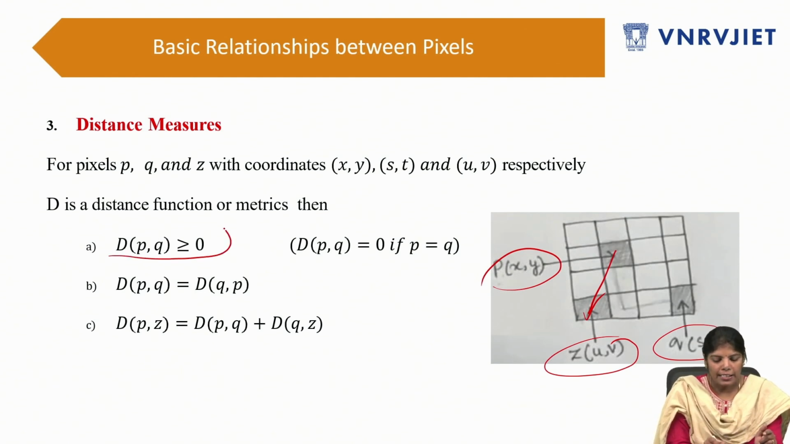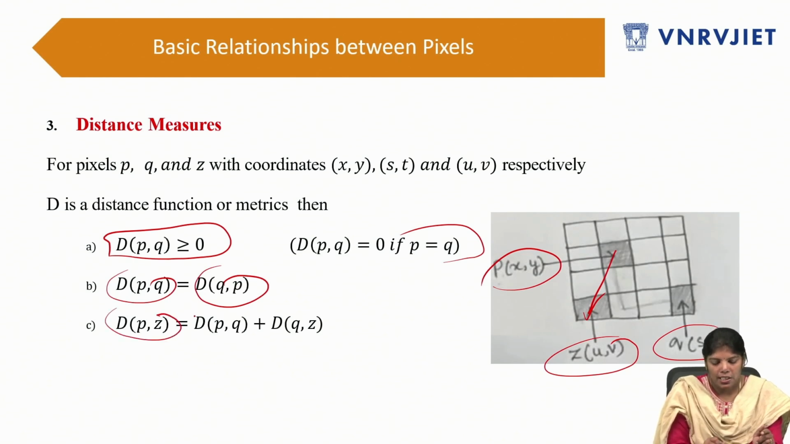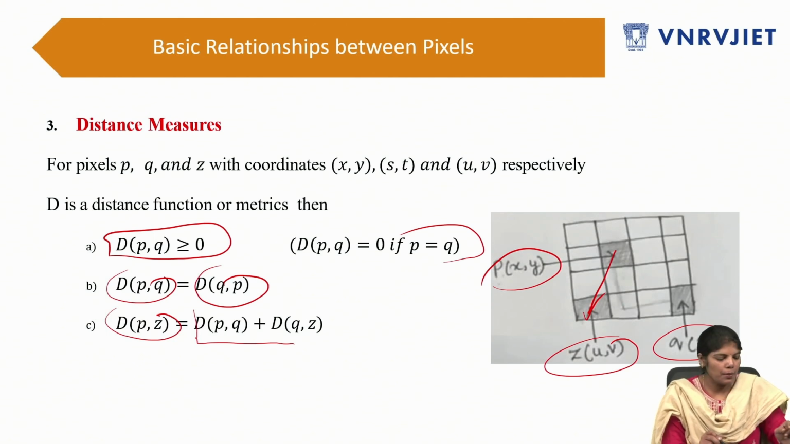So the distance should be greater than or equal to 0, and if the distance is 0, both are at the same place. Sometimes distances are equal, when you calculate the distance of this pixel and the distance of this pixel. Or it may be a combination: the distance of P and Z is less than or equal to the distance of P comma Q plus Q comma Z. These are the three conditions a function must satisfy for distance measurement.